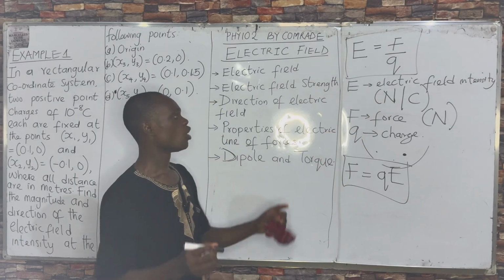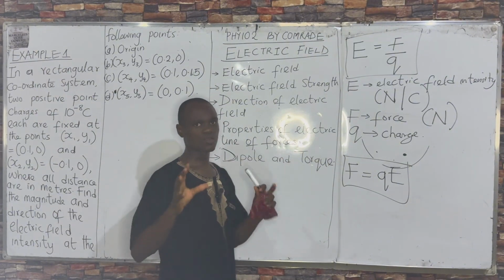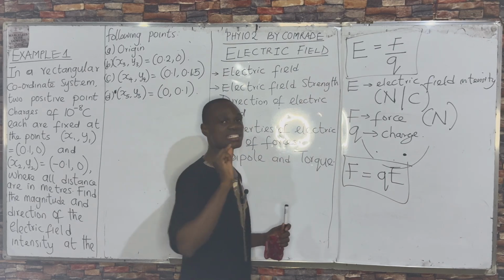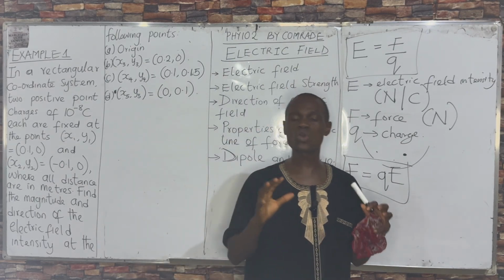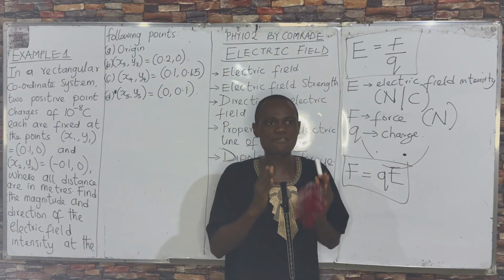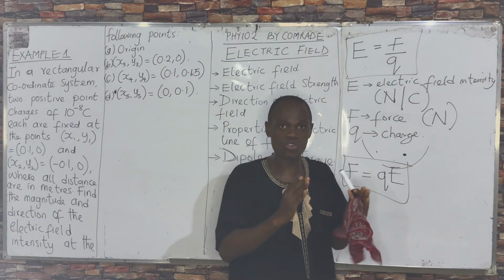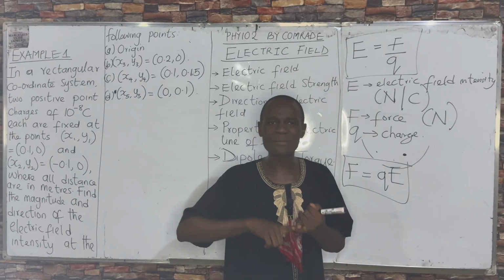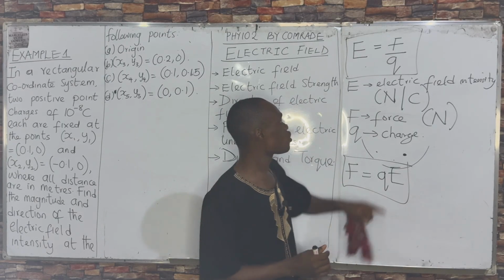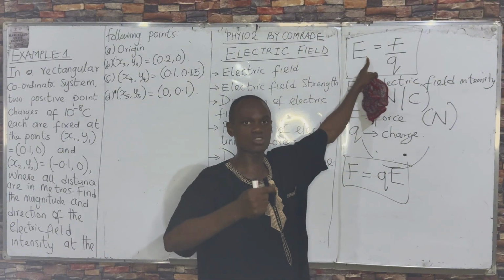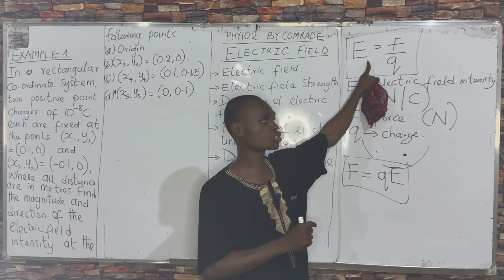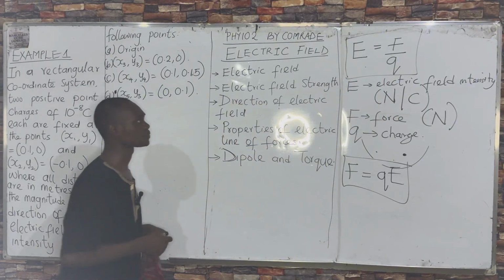Is that clear? All right, now let's look at the direction of electric field. You must understand that electric field intensity is a vector quantity, and for you to specify a vector quantity correctly, you need both the magnitude and the direction. Is that clear? So because electric field strength is a vector quantity, we need both magnitude and direction. Let's look at how to get the direction.